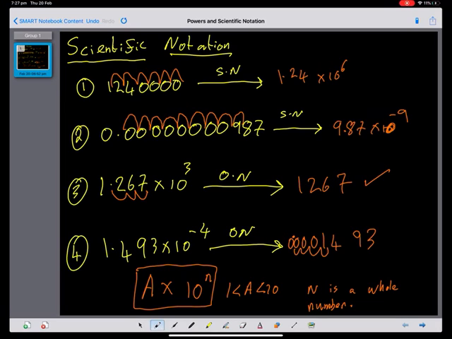Okay, so hopefully you're clear on powers of 10 and scientific notation. I recommend doing lots of questions on this to familiarise yourself with the processes of scientific notation. This comes up again and again in maths, so you need to learn it now and be familiar with it in order to answer questions later on.